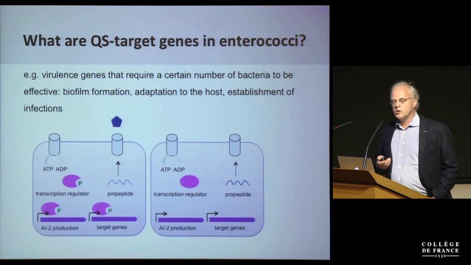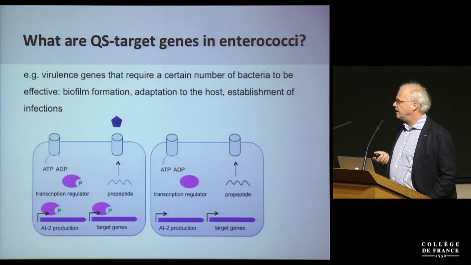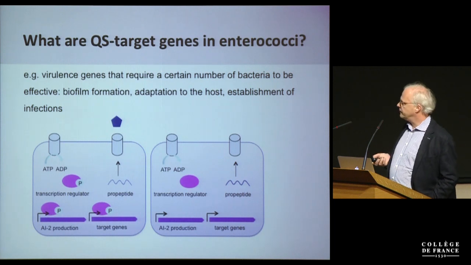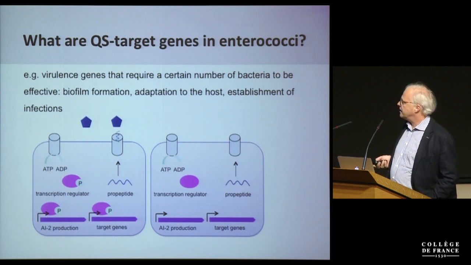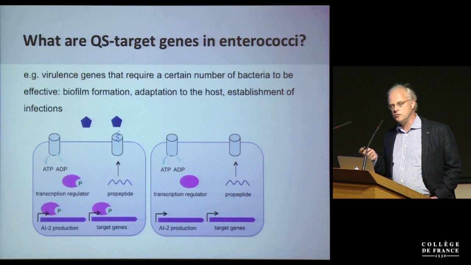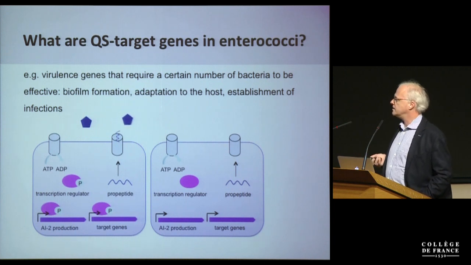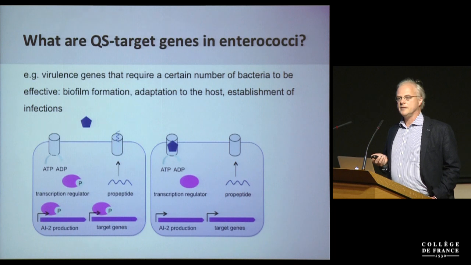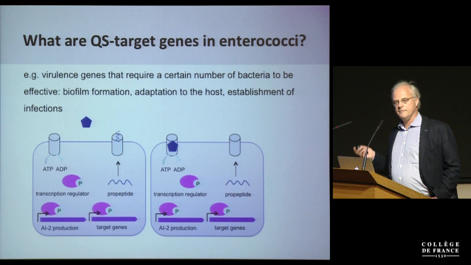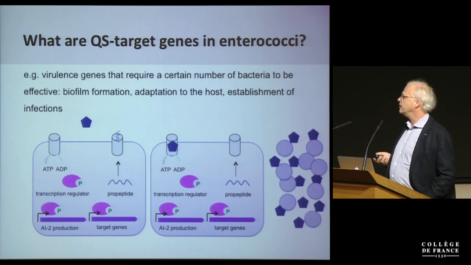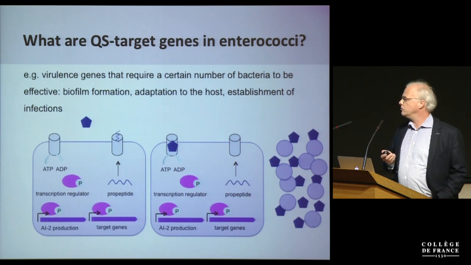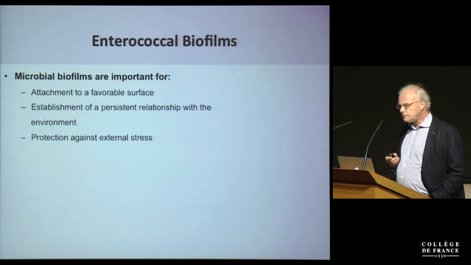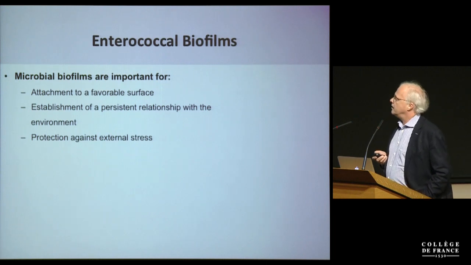So these systems work, and this is only a quick cartoon, very superficial. You have a situation where a propeptide is produced, the autoinducer molecule is produced outside the cell, and the neighboring cell takes it up, phosphorylates a transcriptional regulator, then genes are switched on that produce more autoinducer, and the more bacteria you have, the more of these molecules accumulate outside. So what are these for?